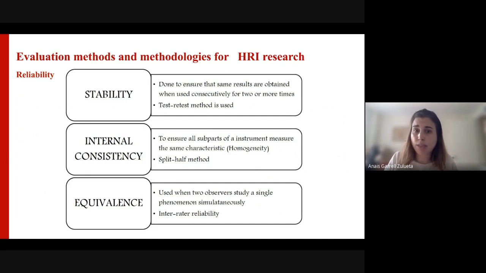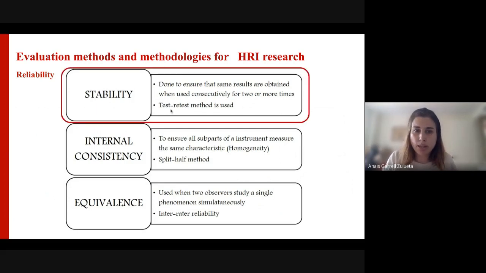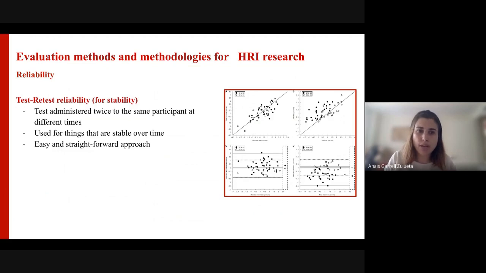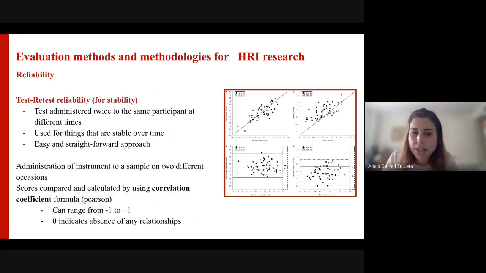For stability, it's done to ensure the same results are obtained when used consecutively, two or more times. Here we use the test-retest method. So the idea is that you give the survey to the participant twice, at different times, and you have to analyze how it varies along the time. What we want is something with the correlation formula. So we want something close to 1, because it means that we have this reliability in our system.